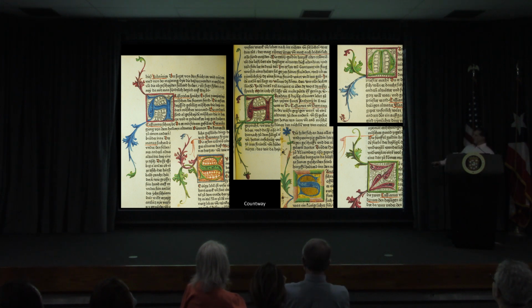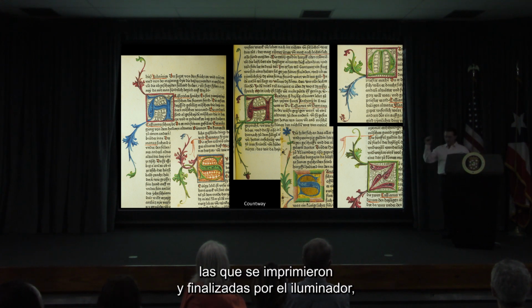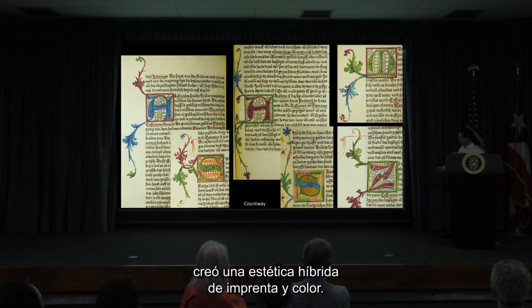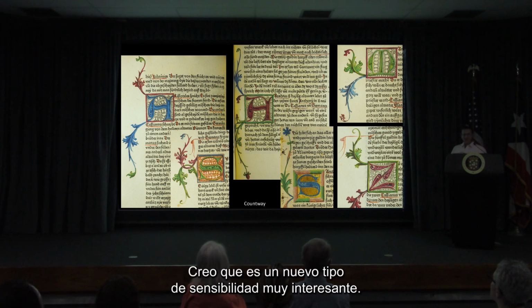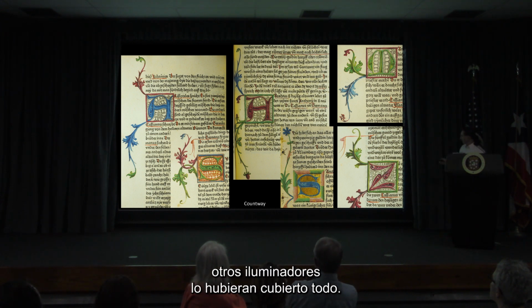And then the ones that are finished, the ones that were printed and finished by the illuminator, instead of completely coloring the entire initial, created a hybrid printed and color aesthetic. That's, I think, a very interesting and new kind of sensibility. The printed part, the printed lines are good, are integrated. Other illuminators would just cover the whole thing.